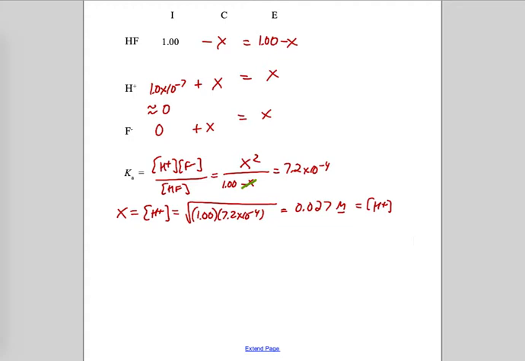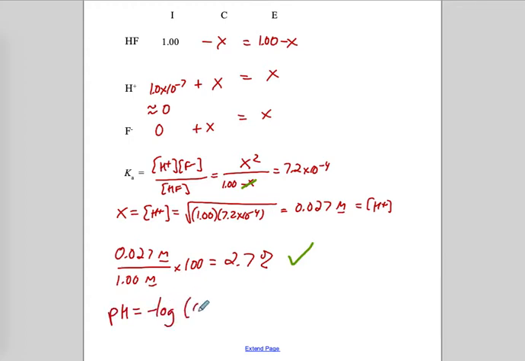0.027 moles per liter divided by 1.00 moles per liter times 100 equals 2.7%. That's less than 5%, so we're good. So to calculate the pH, we simply take the negative base 10 logarithm of 0.027, or 1.57, as my pH. So this, my friends, is how you use an equilibrium expression to calculate the equilibrium concentration of the hydrogen ion, and therefore the pH in a solution of a weak acid.